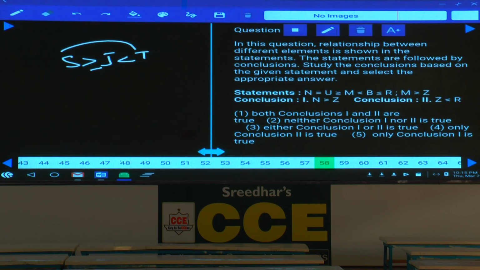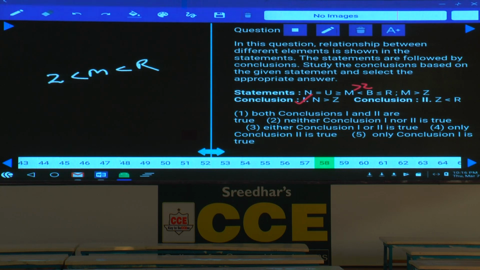Then coming to question number 58, the relation between N and Z. Now M is here, M greater than Z, isn't it? Now between N and Z, N greater than Z is definitely true or not? First conclusion definitely true. Second one, Z and R. Tell me which element is common here? M is common. M lesser than R, and M greater than Z means Z lesser than M. Z lesser than M, M lesser than R, that means Z lesser than R is true. That is both 1 and 2, so choice 1 is the answer. Now 58, it is choice 1.